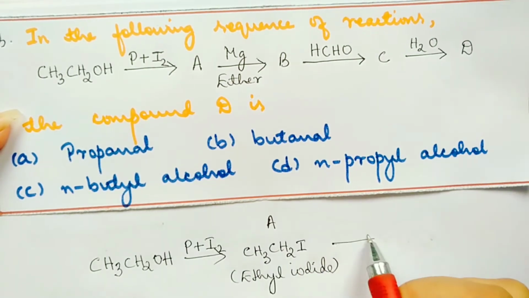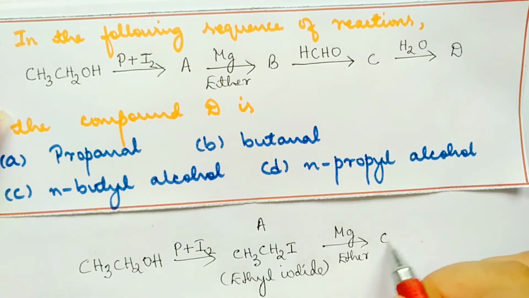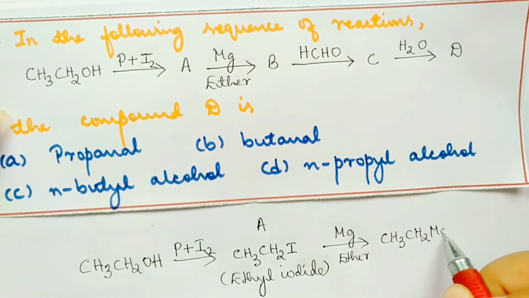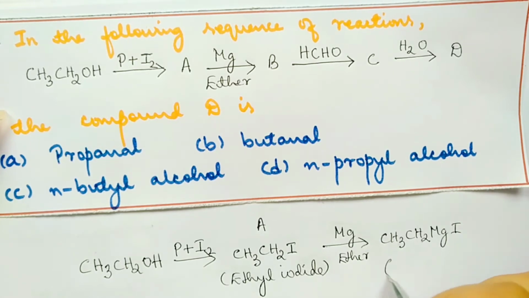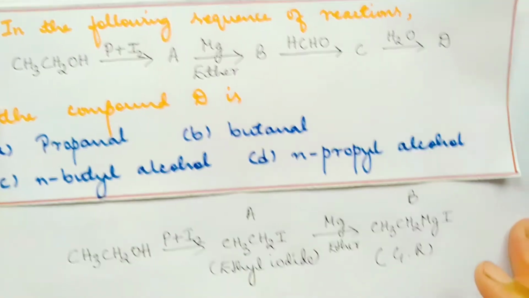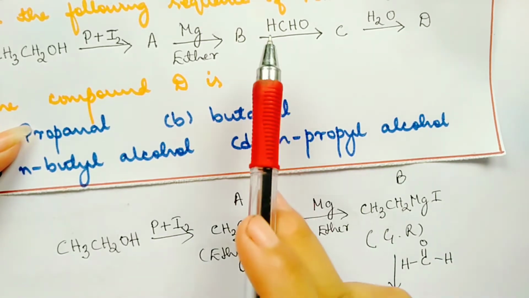Next, this one is made to react with magnesium in the presence of ether. Then we get a Grignard reagent, CH3CH2MgI. This is your Grignard reagent. This is your compound B. And next, we treat this compound B, which is a Grignard reagent, with formaldehyde, H-C double bond O-H.